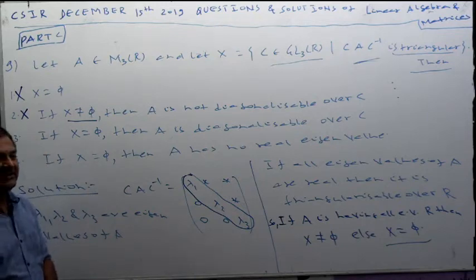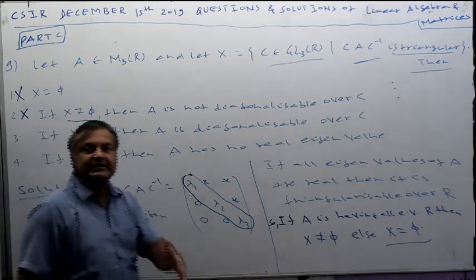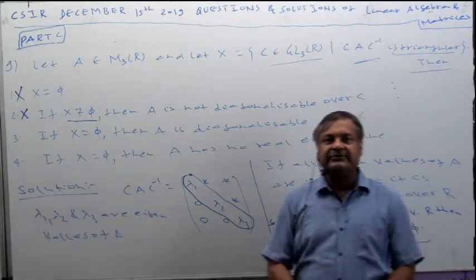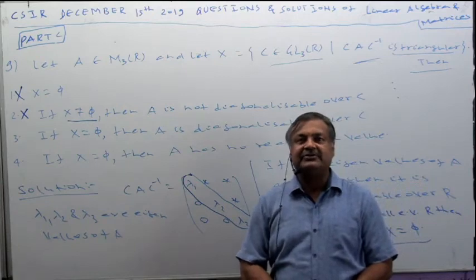Now if X is equal to phi, then A has no real eigenvalue. Watch this, you will enjoy this. Matrix is of order 3 and it is a real matrix. So its characteristic equation will be of degree 3 with real coefficients.